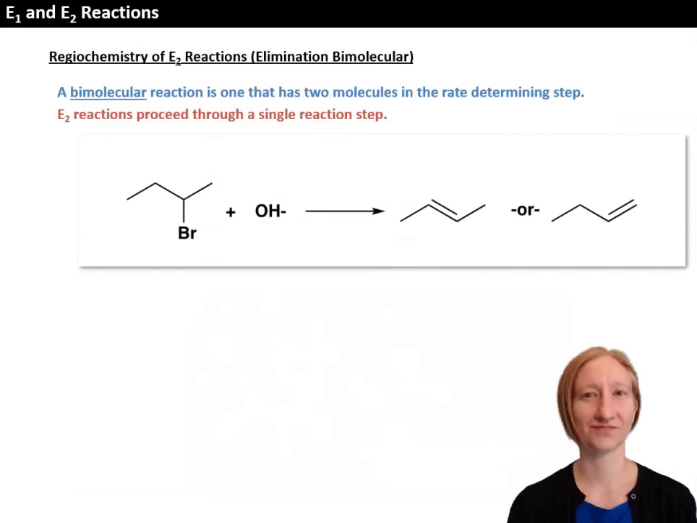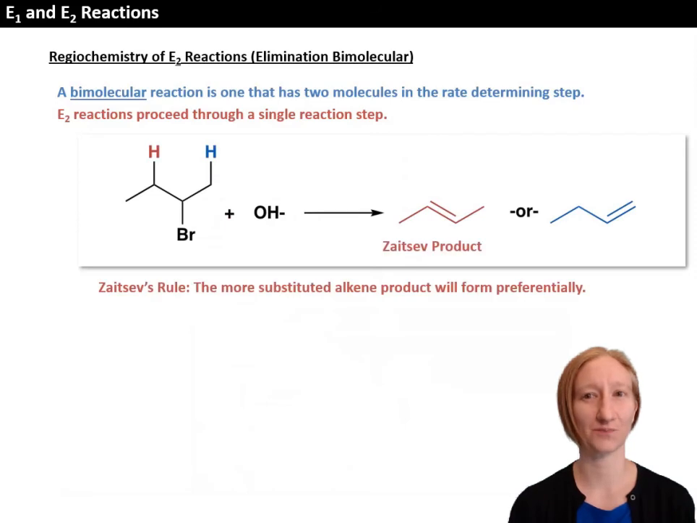E2 reactions also show regioselectivity. In cases where there are two different beta hydrogens that would result in the formation of two different alkene products, like the example shown here, the reaction will favor the formation of the internal alkene, or the more substituted or more stable alkene. And this is known as Zaitsev's rule. The more substituted product is often referred to as the Zaitsev product.